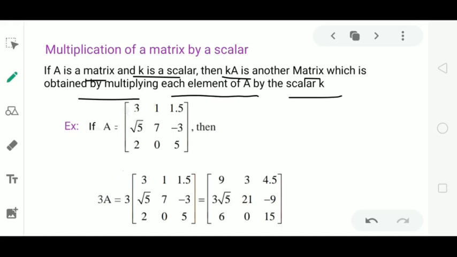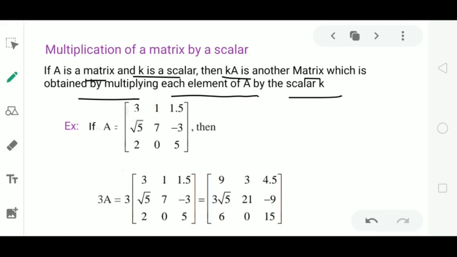We are not discussing multiplication of two matrices. Here we are multiplying a scalar. Scalar means it is not a matrix or an element of a matrix. You can treat it as a constant or any number. So here we are multiplying a scalar, which is a constant or a number, to the matrix. How can you multiply a scalar to a matrix?